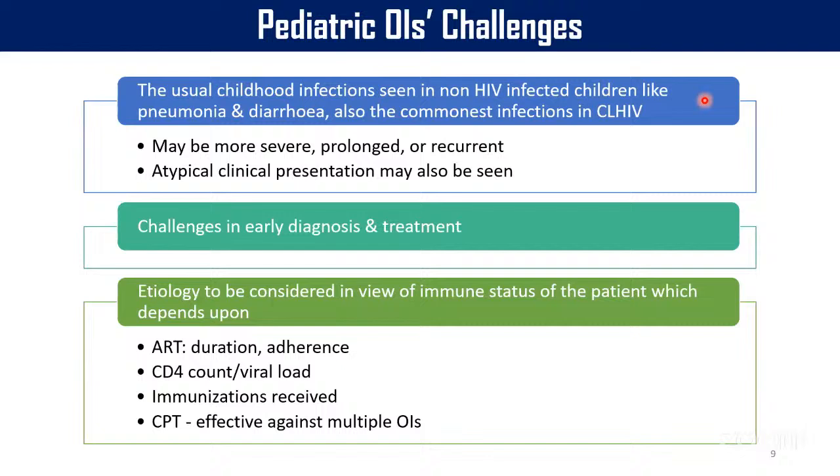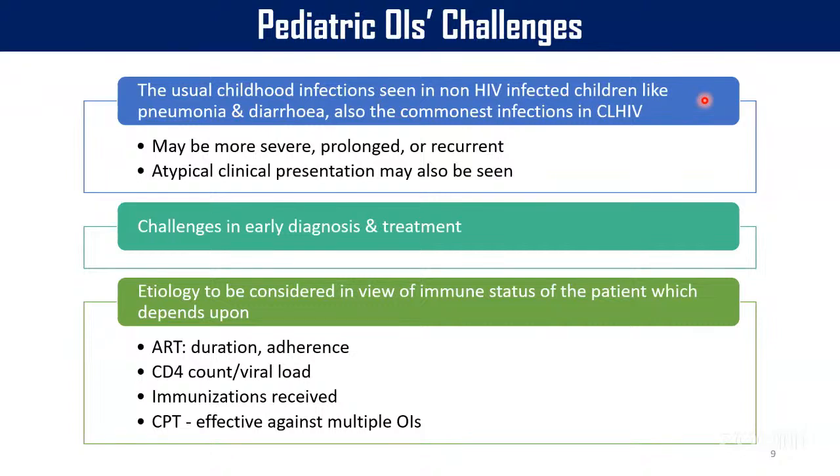There are some challenges in pediatric OI. Usually in CLHIV, the common childhood infections which we see in immunocompetent children, like pneumonia and diarrhea, are the commonest even in CLHIV also. But these common infections can be, as I said, more severe, prolonged, or recurrent. And atypical clinical presentation may also be seen.